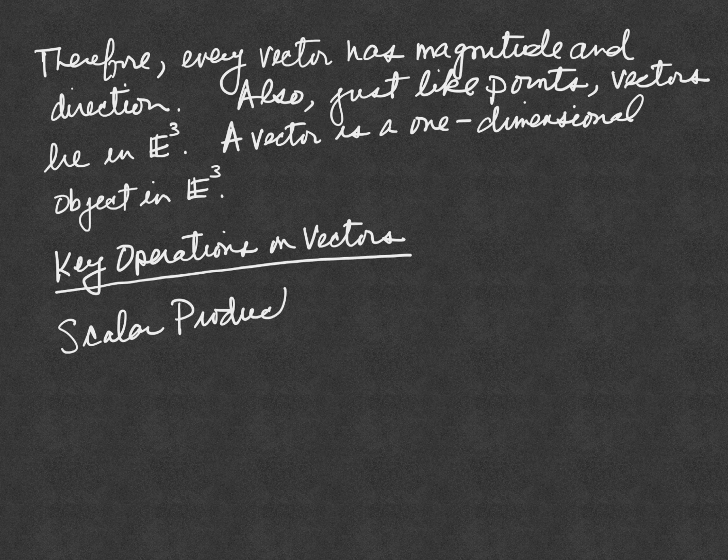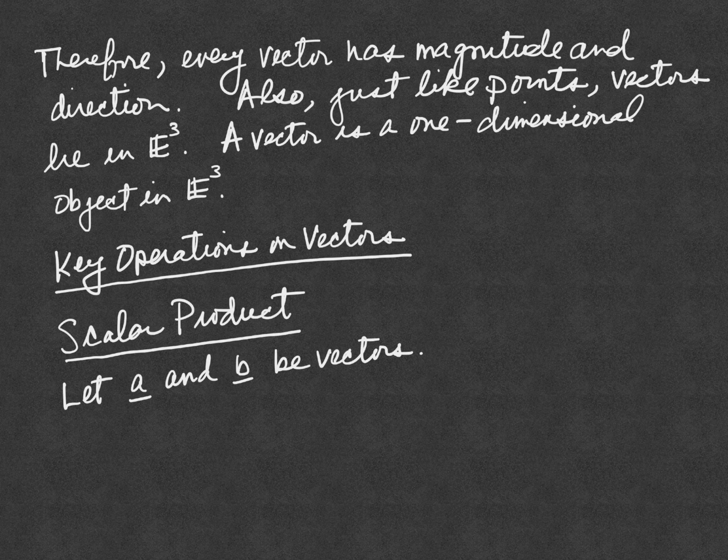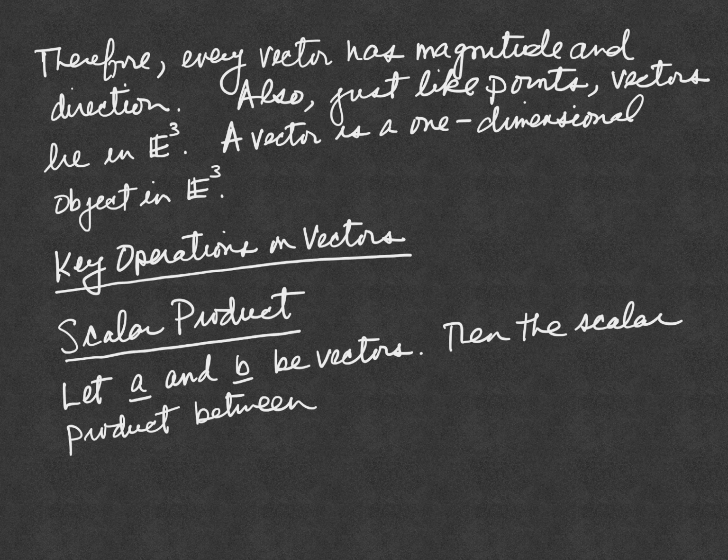It's also called the dot product because of the symbol that's used to define it. So what we're going to do is say let A and B be vectors. Then the scalar product between A and B is defined as follows.